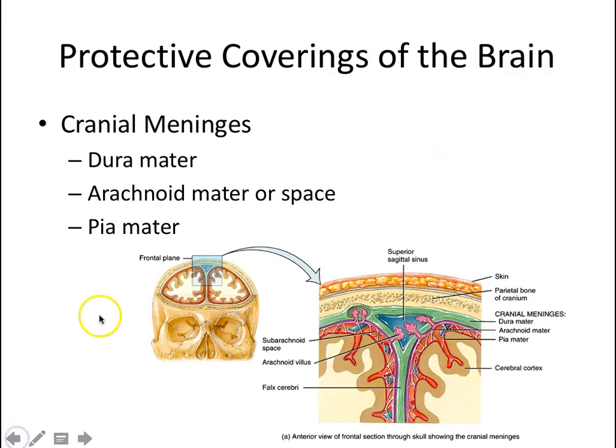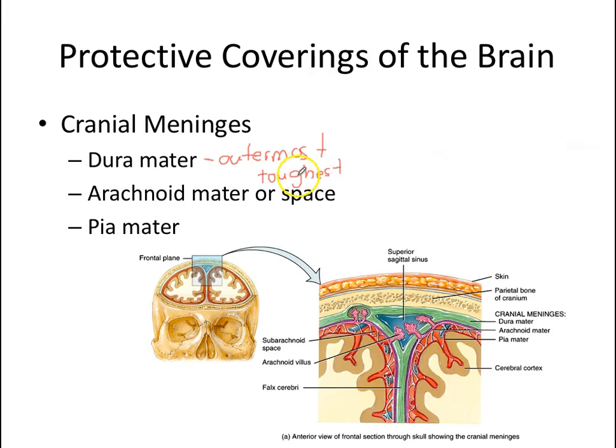All right. So the brain, because it's so important, has lots of different protective coverings, making sure that it doesn't get damaged, right? We call these coverings the meninges. We have three different ones: the dura mater, the arachnoid mater, sometimes called the arachnoid space, and the pia mater. Let me just get my pen. The dura mater is going to be the outermost layer, and is definitely the toughest.